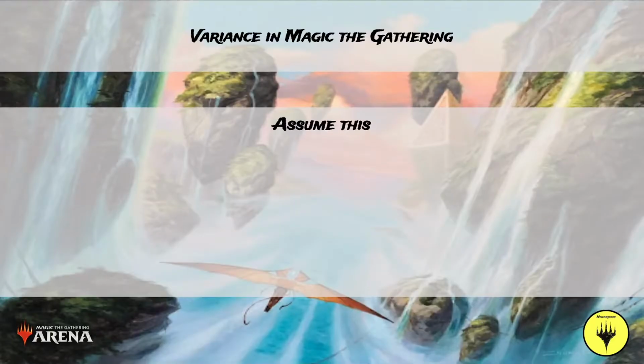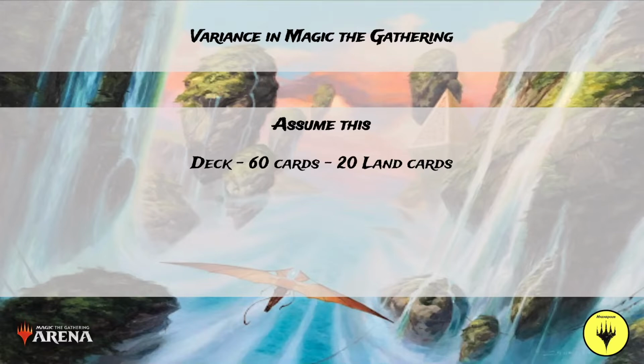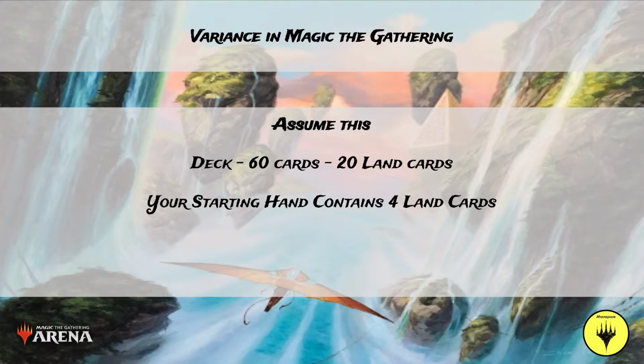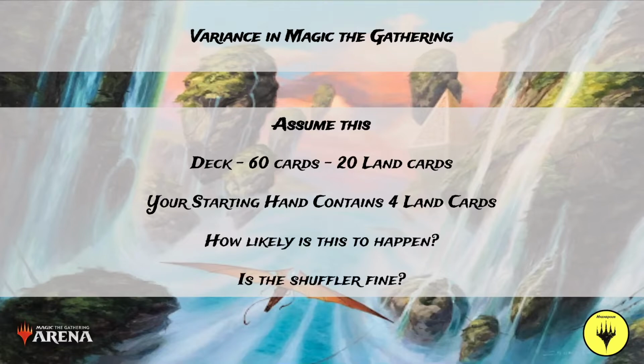Let's assume your deck consists of exactly 60 cards, and 20 of those cards are land cards. Now you draw your starting hand and it contains 4 land cards. You're wondering a little, because as far as you can remember, that never happened before. Or in other words, what is the probability that this could happen? Is the shuffler fine? From a statistical point of view, we can easily find that out.